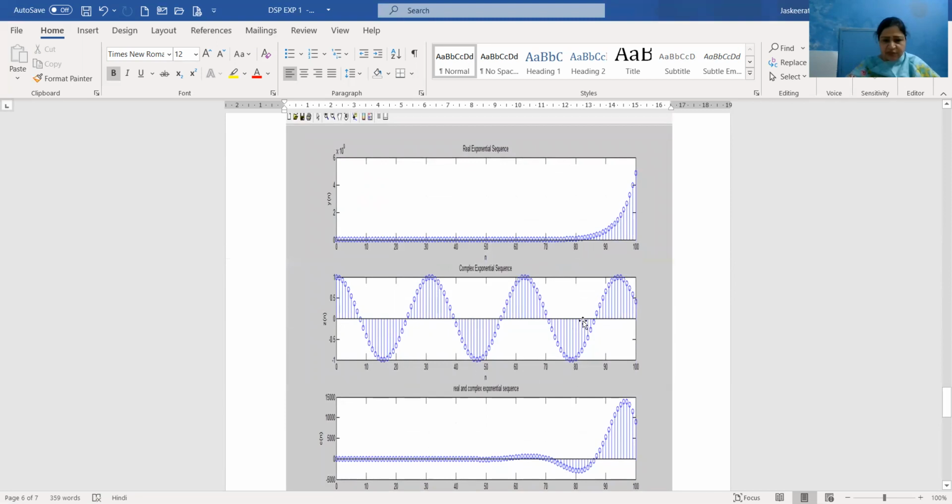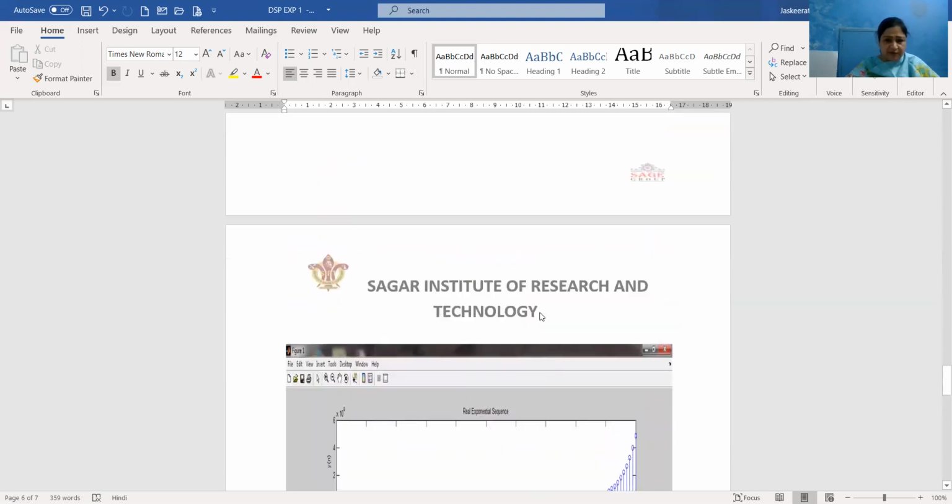Now this is the second position where the complex exponential sequence is plotted. Here we can see the x label n, y label zn, and the title is complex exponential sequence. The distinctive feature here is that the sequence is periodic in nature. We can see the samples repeating themselves because it is a complex exponential sequence, whereas the real exponential sequence was non-periodic in nature. This is clear from the graph.